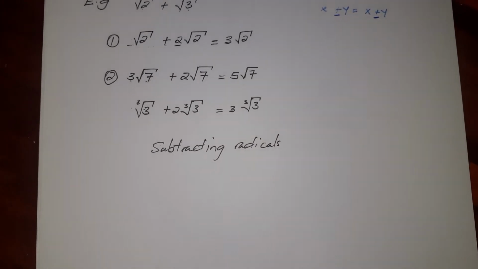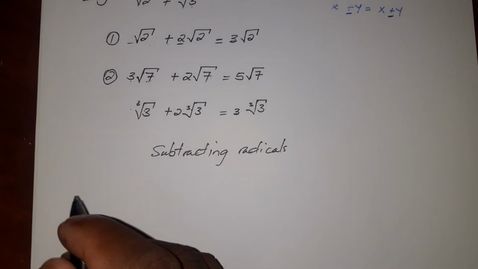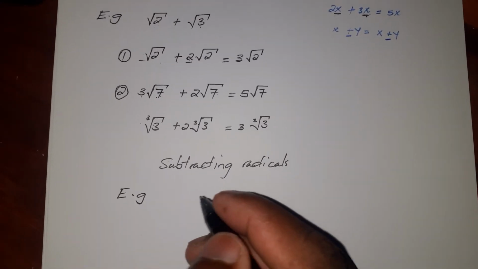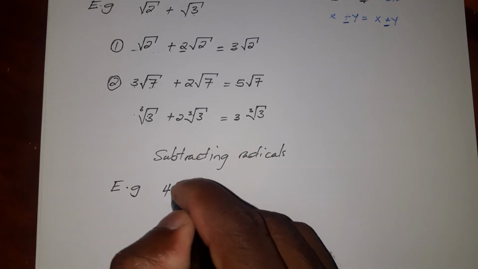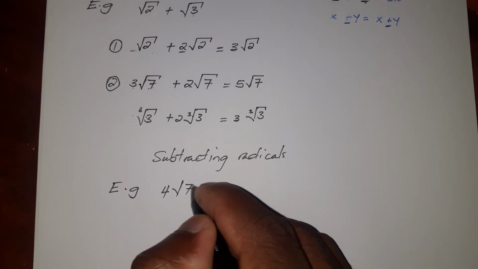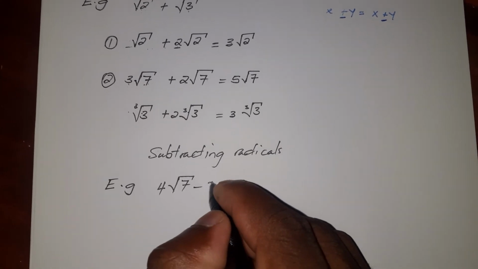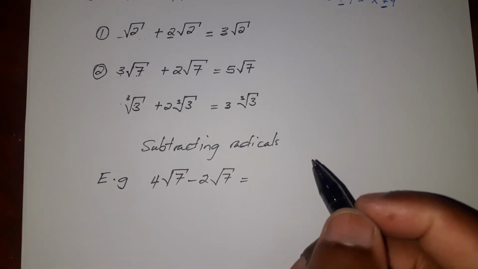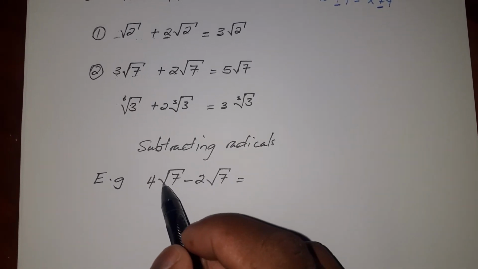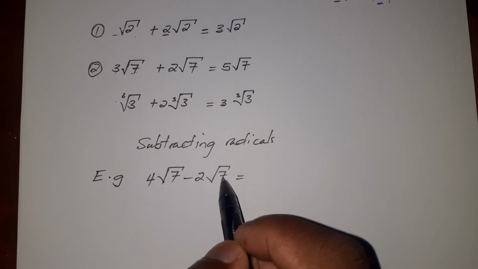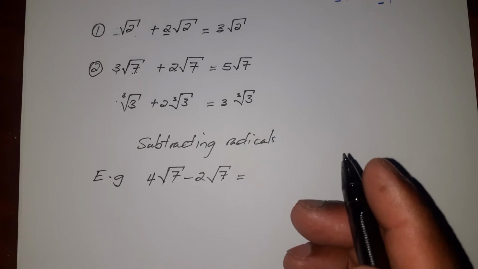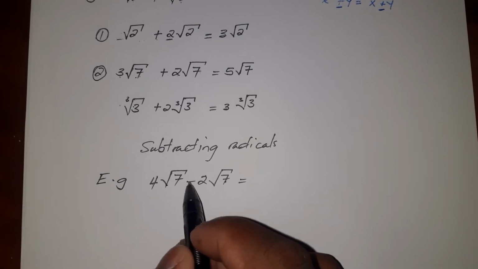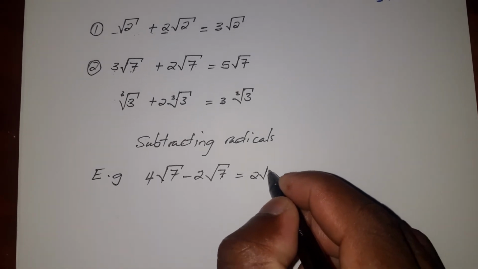Subtracting radicals. Let's write: we have 4 square root of 7 minus 2 square root of 7. The idea here is we have to make sure that what is under the square root should be equal. We have 7 here, we have 7 there. Therefore, we can now subtract the two radicals. We say 4 minus 2, we get 2, and then square root of 7.